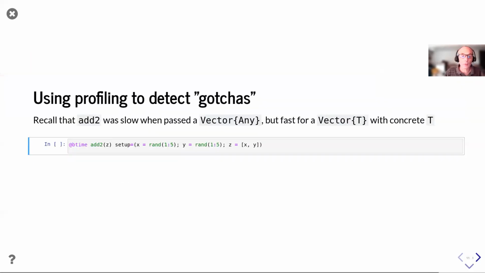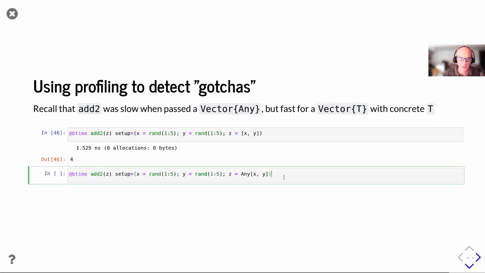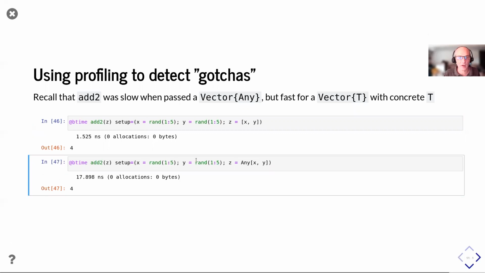The other final thing I want to cover is the fact that you can use profiling to detect some of these gotchas that I mentioned at the beginning, right? You may recall that at the beginning of the session, we talked about how add2 is fine if you pass a vector of a concrete type. If we measure the performance with a vector of Float64 or Ints, it's blazingly fast. And if we measure the time with a vector of Any, it's comparatively incredibly slow, right?